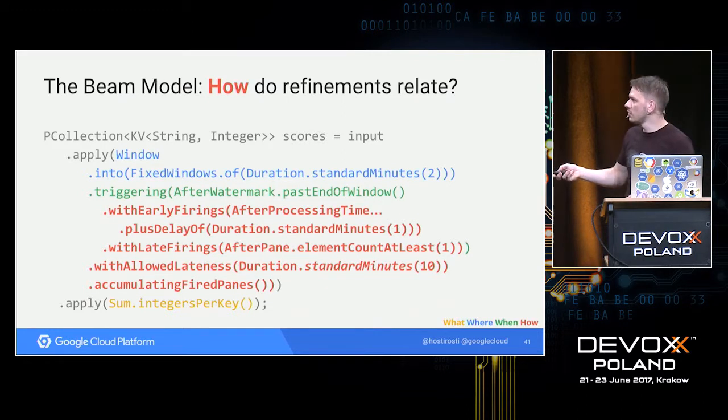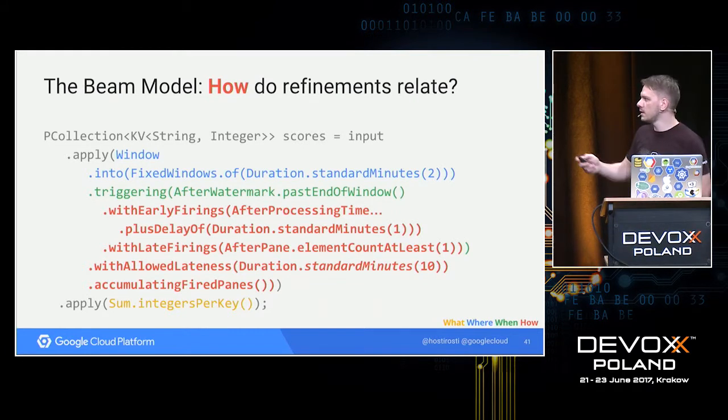Now this is a lot of code here, and I'll go through it. Basically we have our window and we have our triggering. So now we refine our triggering. We have 2-minute windows, and I don't want to wait 2 minutes until I get an estimated team score.